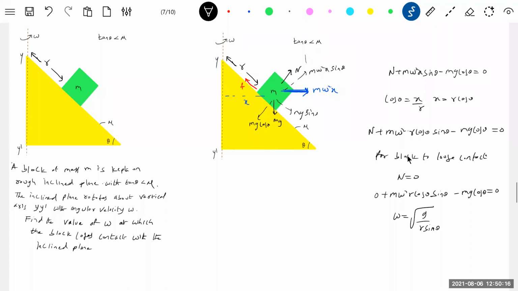If the angular velocity becomes greater than this, the block is going to leave the inclined plane. I think it is very dangerous, no? We do have some equipment like this. The block will be there. So at one particular angular velocity, it is going to leave this rotating plane. It will fly off.